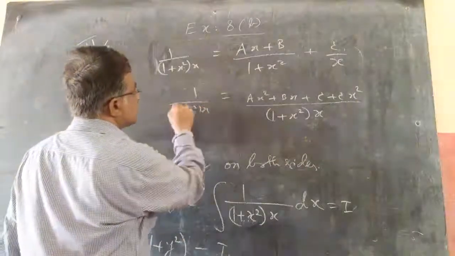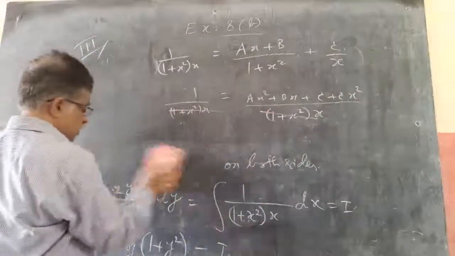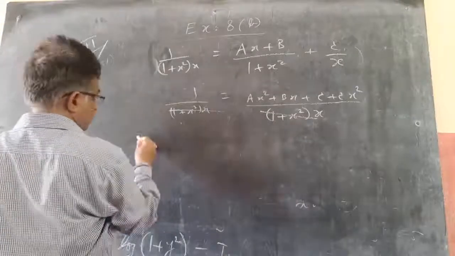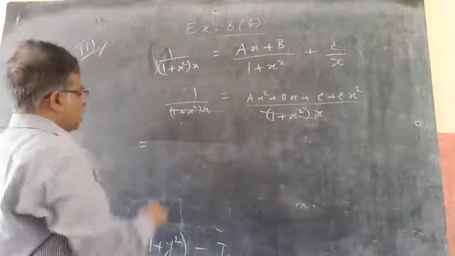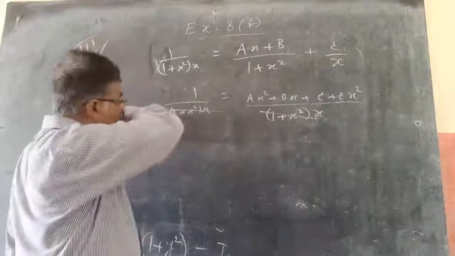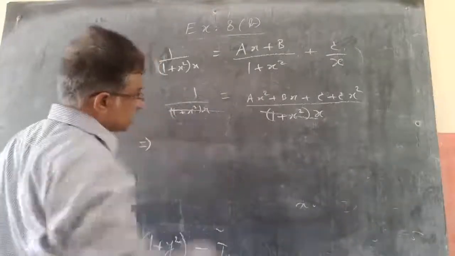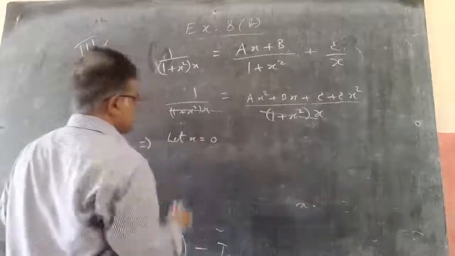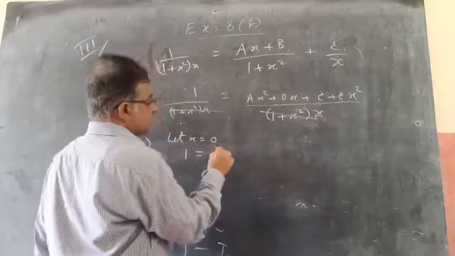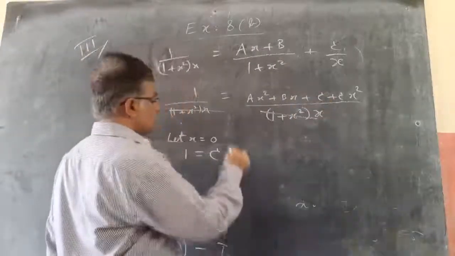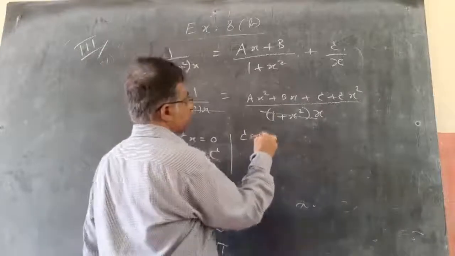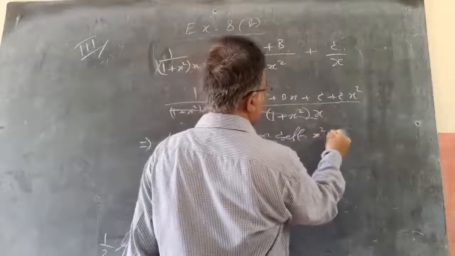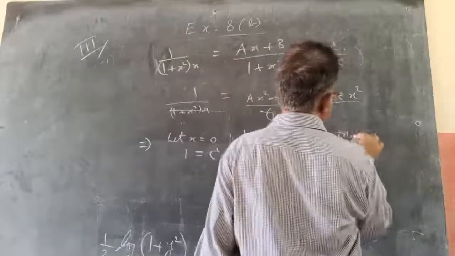So the denominators get cancelled. So left out here is 1 is equal to this much. Now comparing like terms on both sides, or let x equal to 0. Simply let x equal to 0 first. I will get the C value. So 1 equal to C, remaining all zeros. So C equal to 1. Now comparing the coefficient of x square on both sides.